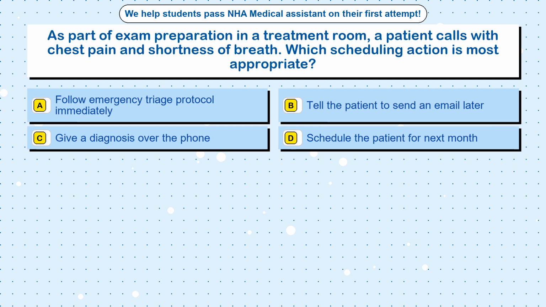Question 8. As part of exam preparation in a treatment room, a patient calls with chest pain and shortness of breath. Which scheduling action is most appropriate? Option A, follow emergency triage protocol immediately. Option B, tell the patient to send an email later. Option C, give a diagnosis over the phone. Option D, schedule the patient for next month.